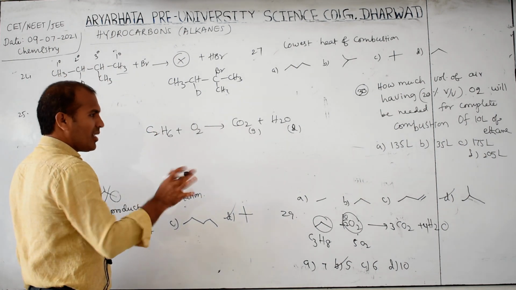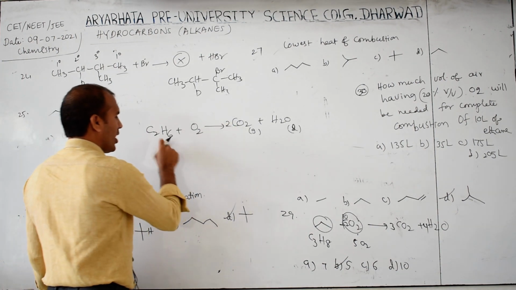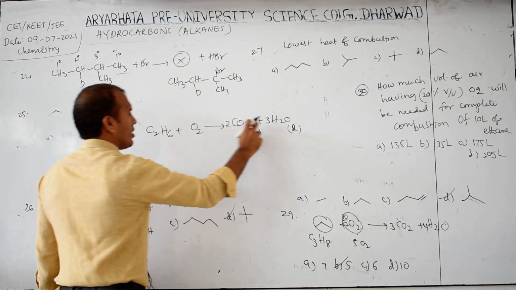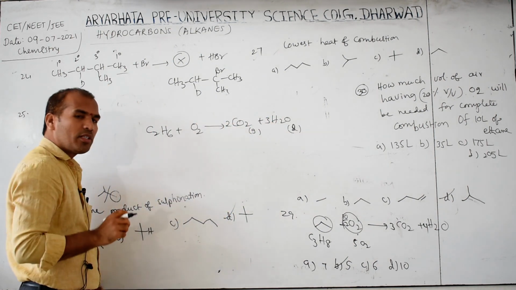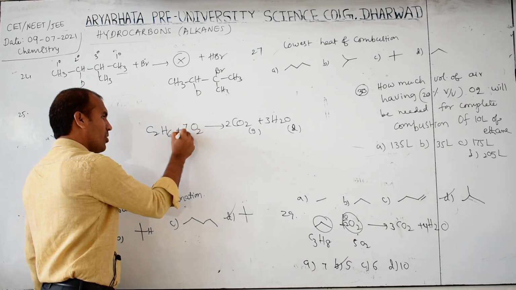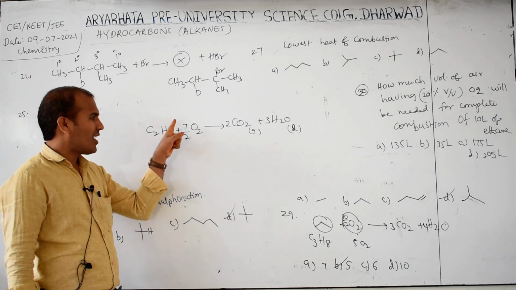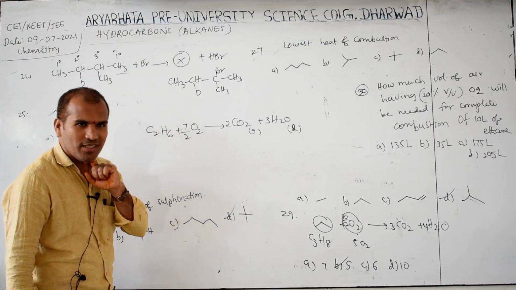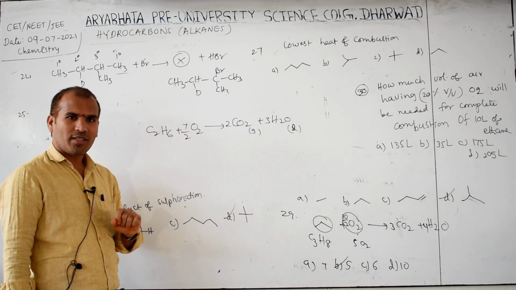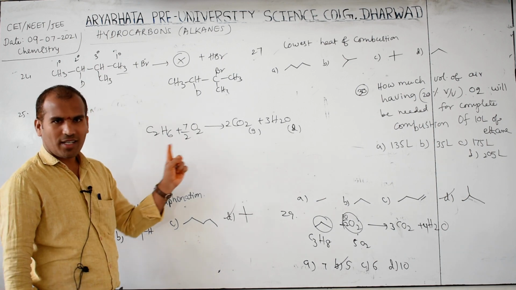Okay. Now balance it. How many carbons? 2. How many hydrogen? 3 into 2, 6. 3 oxygen and 4 oxygen. How much is 3 plus 4? 7. Then what you have to write? 7 by 2. You cannot write 7 directly, because 7 into 2 is 14, and that is wrong. 7 by 2 means how much? 3.5. 3.5 into 2. Okay? Then it is the correct balance.